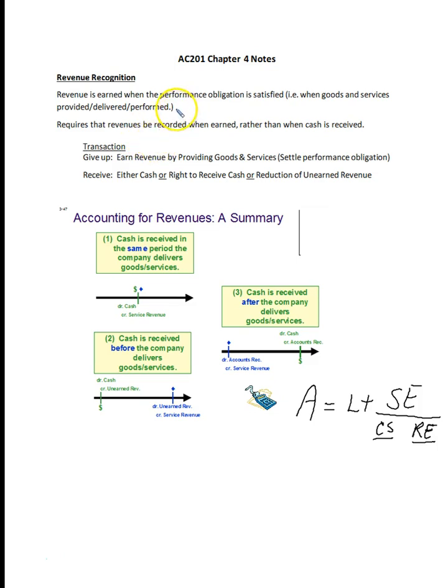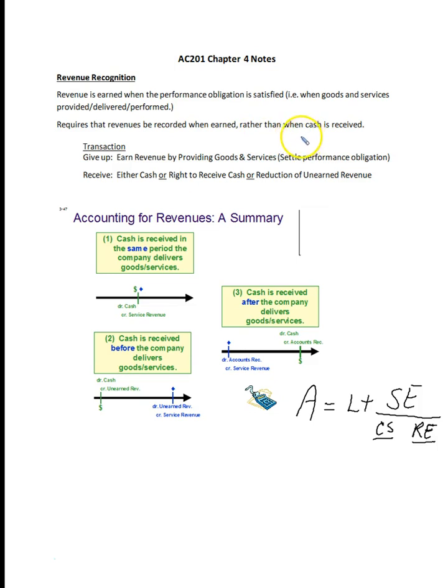So we know that revenue is earned when the performance obligation is satisfied. In other words, when goods and services are provided. And that's mostly how I've been conveying it in class. When goods and services are provided, that is revenue. But another way of looking at it is the company has an obligation to perform some service or to deliver goods. And when they deliver those goods and services, they've satisfied their obligation of whatever the performance is. So we recognize that revenue is going to be recorded when it's actually been earned, when the goods and services are delivered, rather than when cash is received.